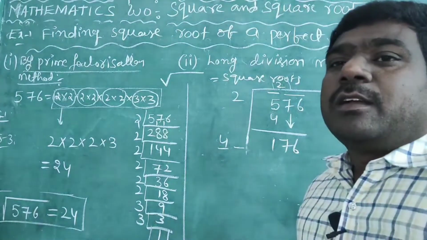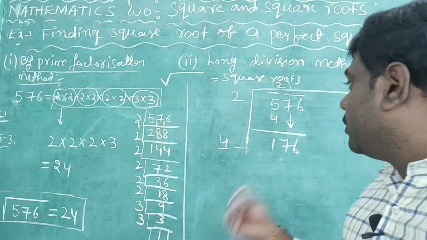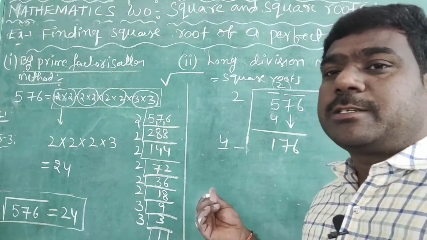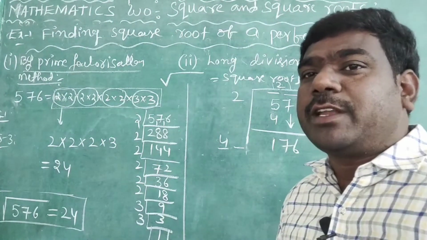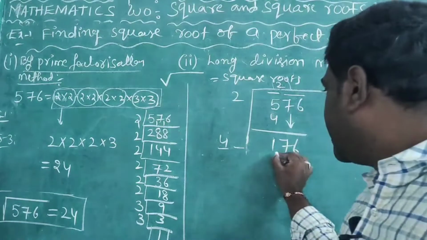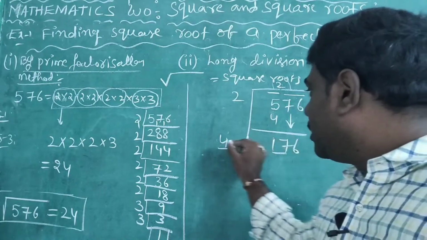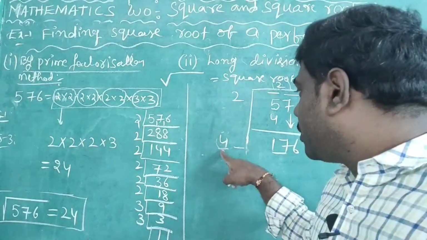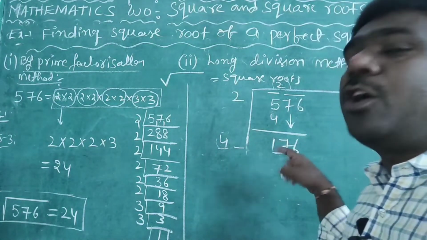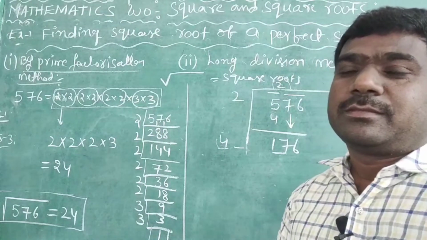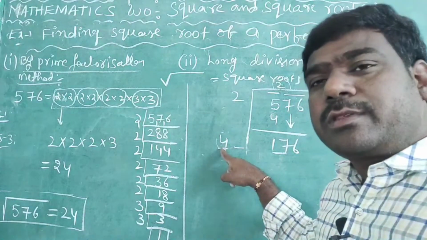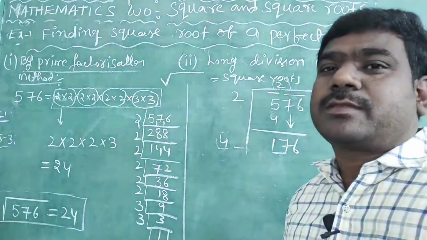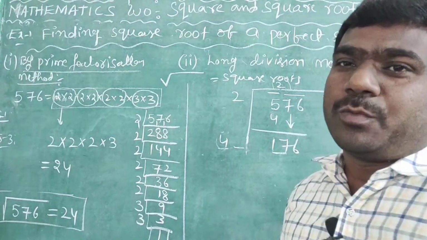Next, we are going to find out the next digit. How to find out here? Very simple here. Now consider these 2 digits. Now take for this number. Now can you tell me, 4 goes into 17 how many times? 4 goes into 17 how many times? 4 times it will go.